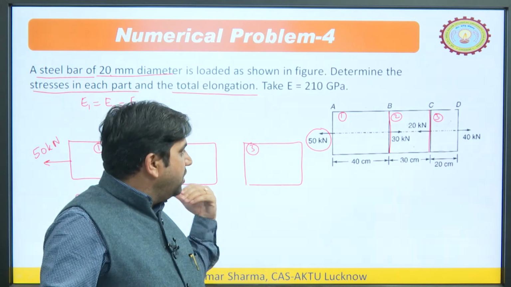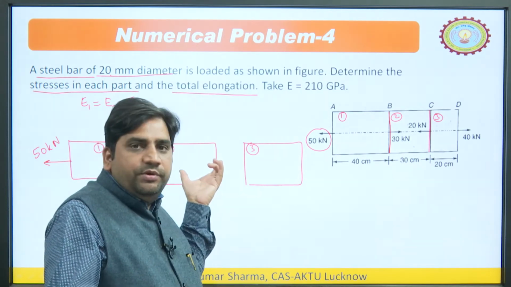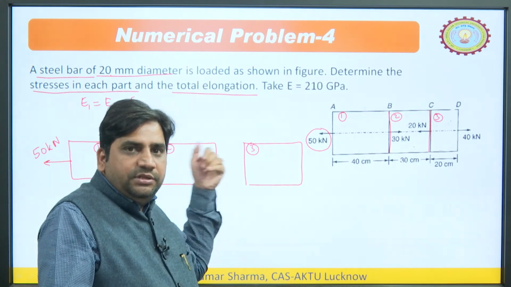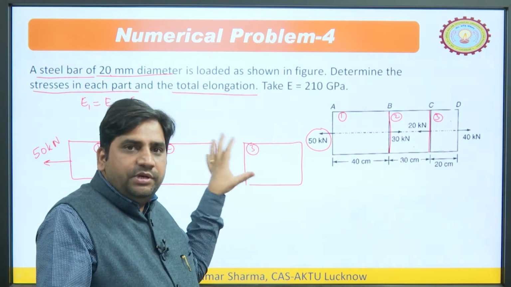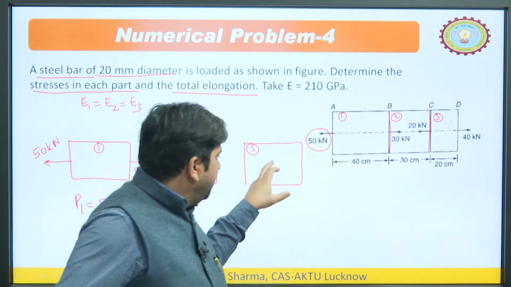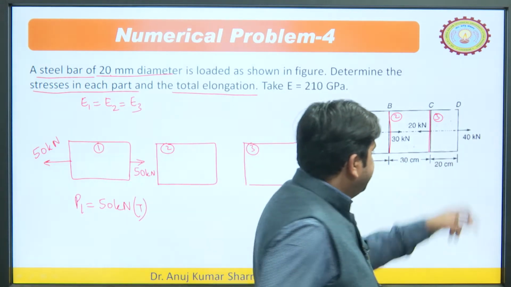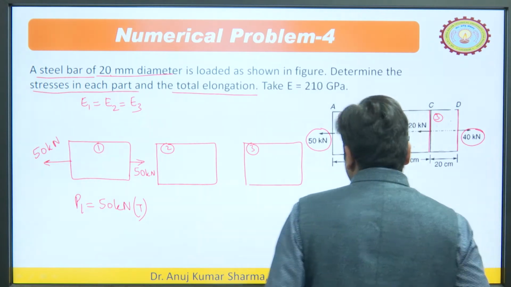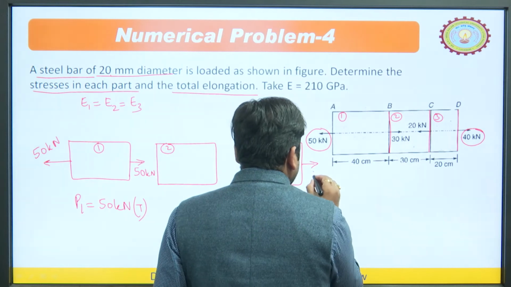Now, come to the last one. Do not draw the free body diagram of the middle portion first. First on the left side, then the extreme right side, then we will come back to the middle one. The right side, you can see the extreme right face of this bar. So, how much force is there? 40 kilonewton. Just apply this force as it is.